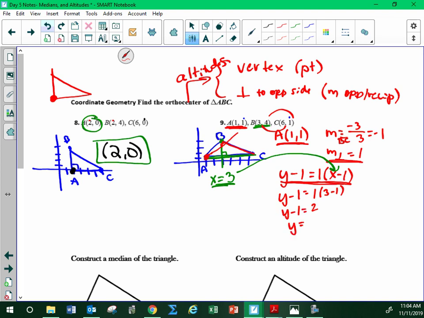What do we get for y? 3. Alright, so they meet up at the point x equals 3, y equals 3. So my orthocenter is the point (3, 3).